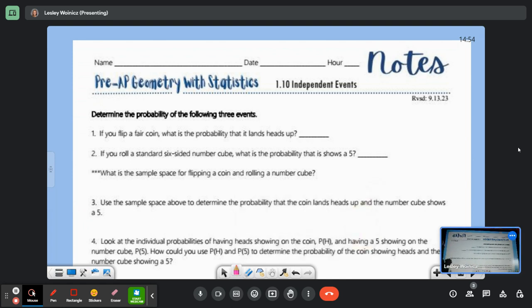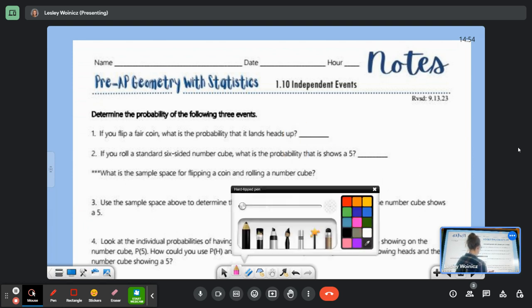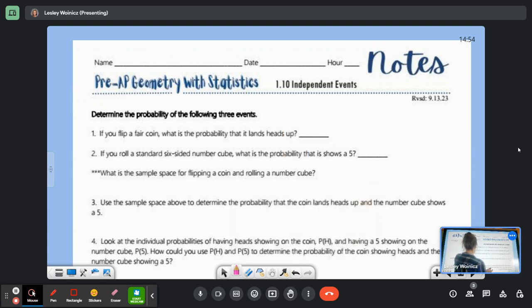So let's start by talking about some very straightforward probabilities. If we flip a fair coin, what is the probability that it lands heads up? 50% or 0.5, right? 0.5. Let's try to be consistent and just do it as decimals.